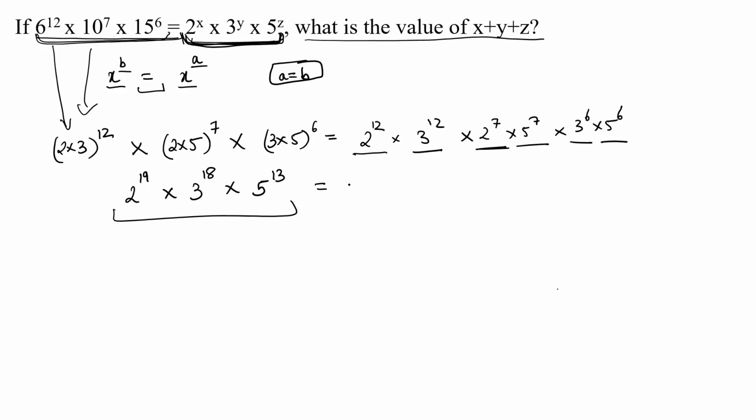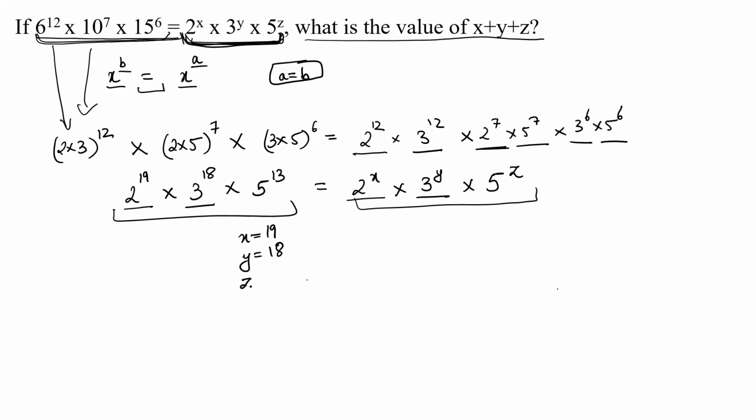And that is equal to 2 raised to power x into 3 raised to power y into 5 raised to power z. We have 2, 3 and 5 over here, and on the right hand side also we have 2, 3 and 5. Now we can compare the respective powers of these numbers. So we have 2 raised to power 19 over here, and 2 raised to power x over here, which means x is 19. We have 3 raised to power y and 3 raised to power 18, which means y is 18. And then we have z equal to 13.